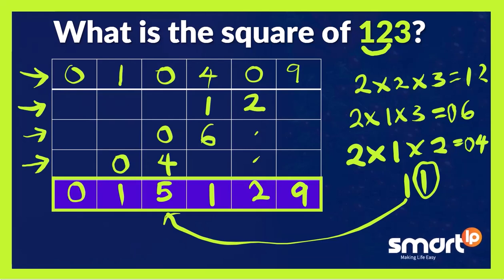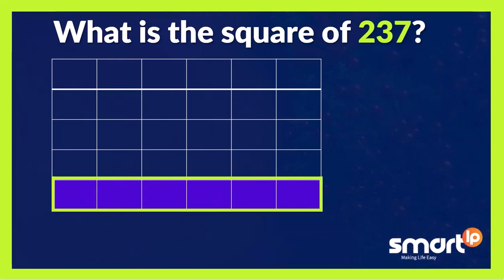So what we've gotten here as our final answer is 15129. Remember, 015129 is the same thing as 15129. So our final answer, 15129. Amazing. Well done. Okay, let's look at another example.